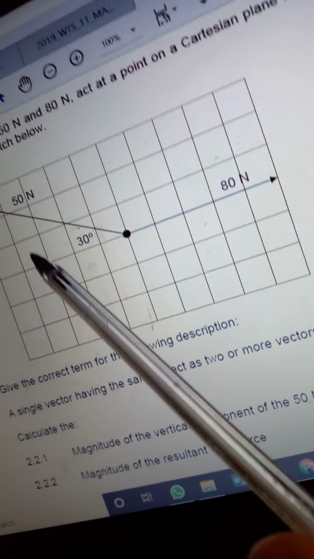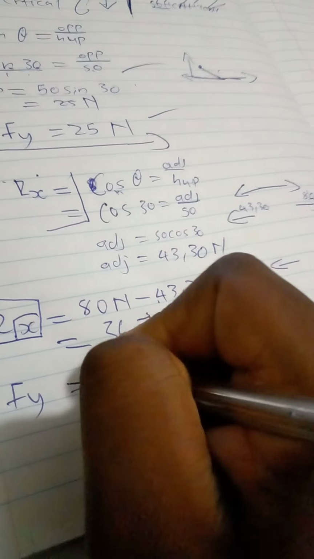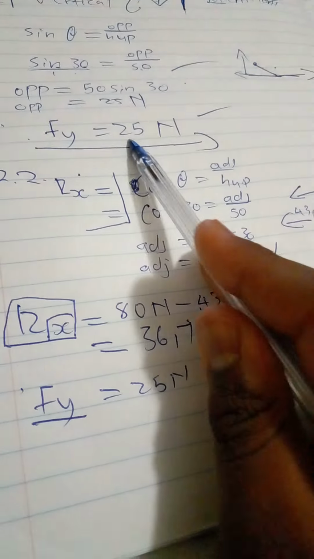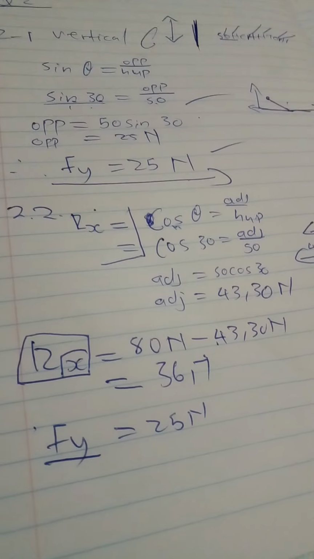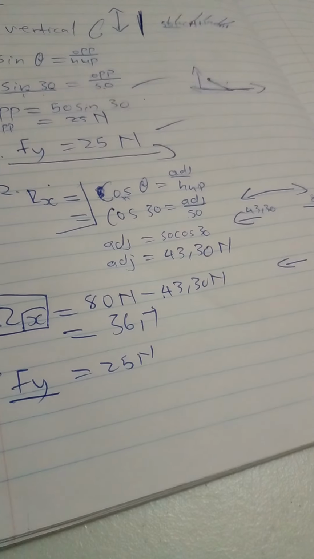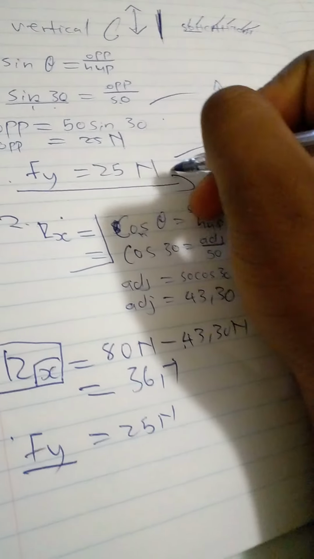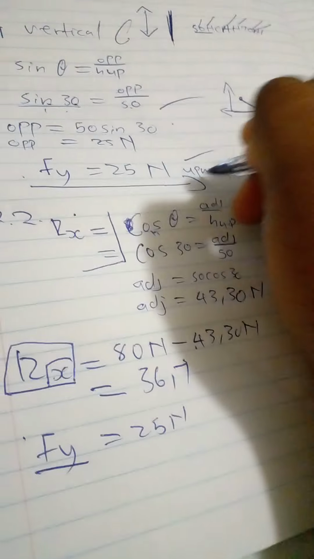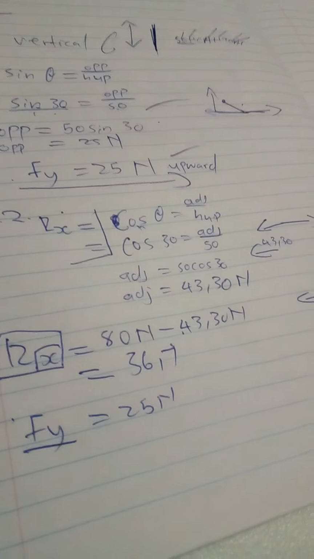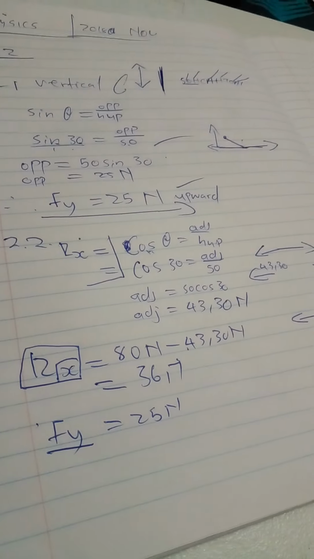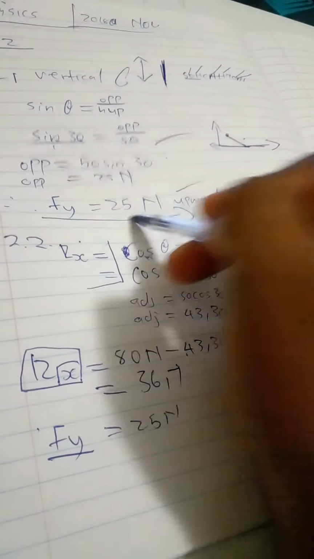Let's do the resultant force of y values. Let's check our diagram there. We only have one value of y there, so we will just say Fy is equal to 25 newtons. The reason I said Fy is because we only had one force going upward. We didn't have two forces going upward or downward. I must also say upward because it is a vector. Vectors are physical quantities that have both magnitude and direction. So this is the magnitude, this is the direction.